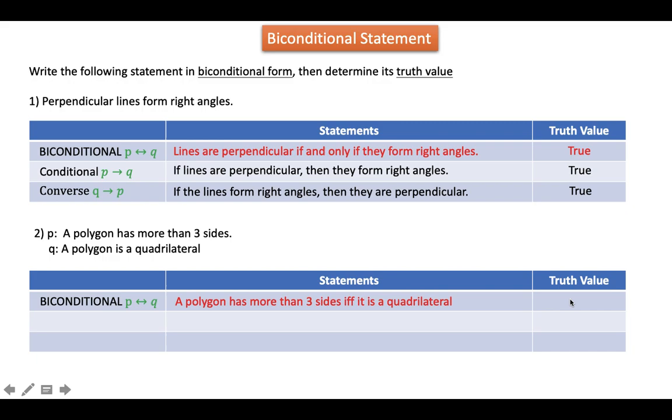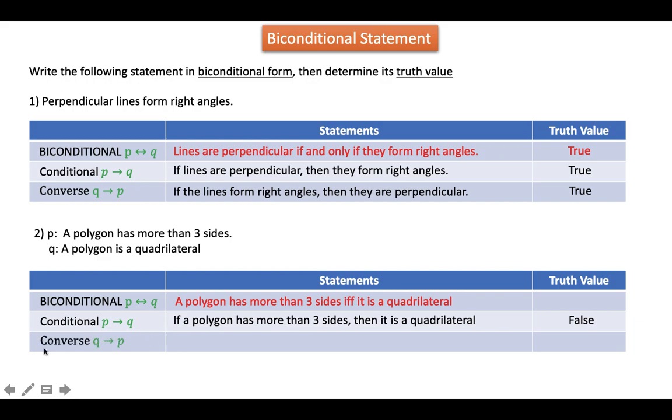To identify its truth value, we need to find first the conditional statement of this given. We can use the first statement as our hypothesis: if a polygon has more than 3 sides, then, for the second statement, this will be our conclusion: it is a quadrilateral. Question, is it true or false? If a polygon has more than 3 sides, so what are the polygons with more than 3 sides? It can be a quadrilateral, so it might be true. But it can also be a pentagon, hexagon, heptagon, octagon, and so on. Therefore, we can say that the truth value for the conditional statement is false.